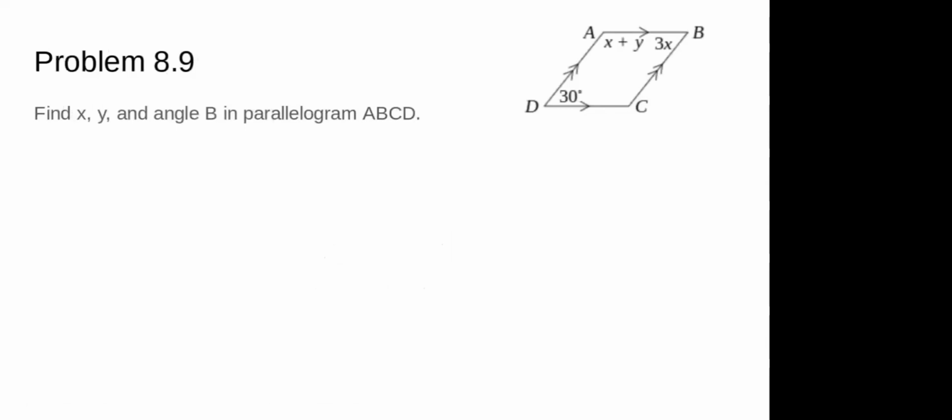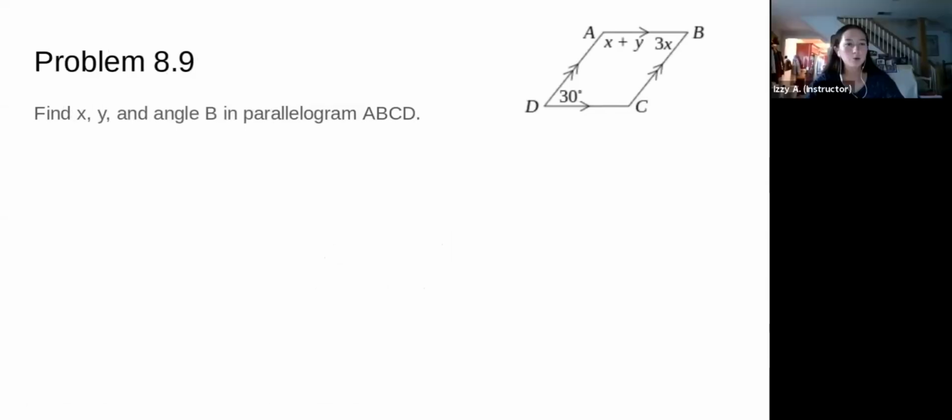Okay, so next we have problem 8.9, and we want to find x, y, and angle B in parallelogram ABCD shown on the right. So I will give you guys a minute or so to do this. This is not too difficult. And I'll also be right back in like 10 seconds.